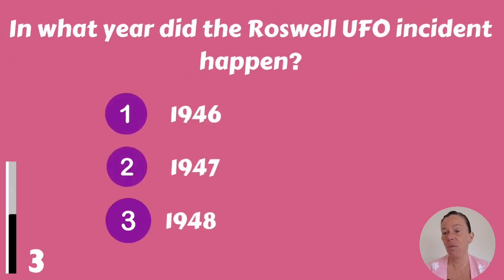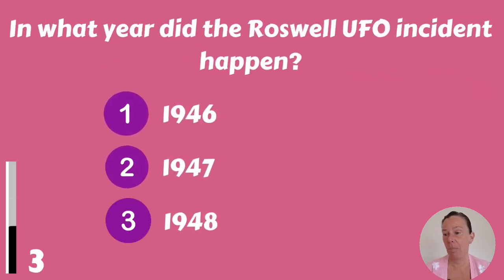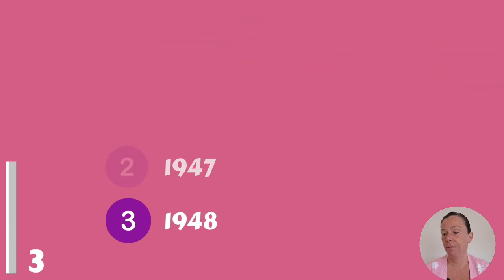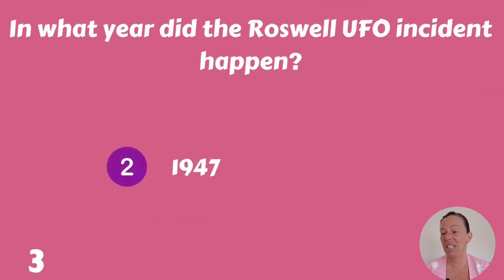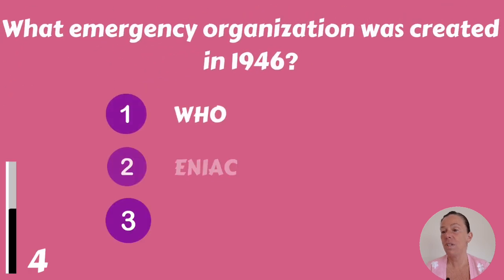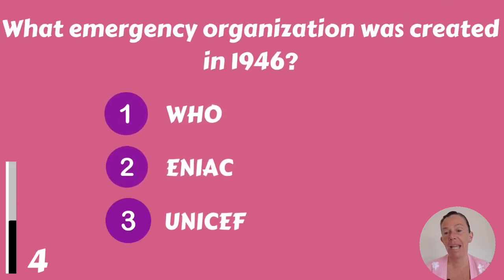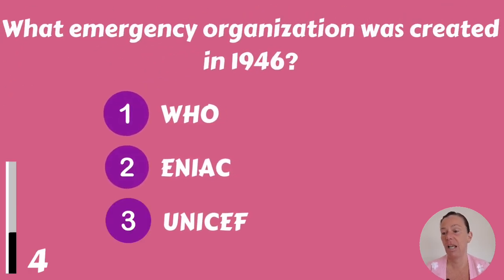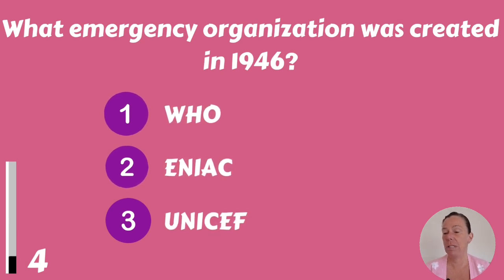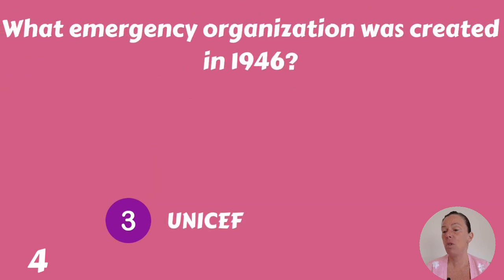In what year did the Roswell UFO incident happen? 1946, 1947, or 1948? It was 1947. What emergency organisation was created in 1946? WHO, ENIAC, or UNICEF? It was UNICEF.